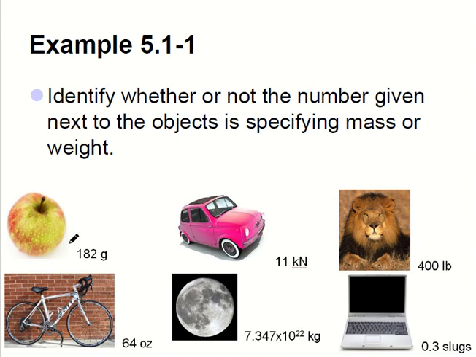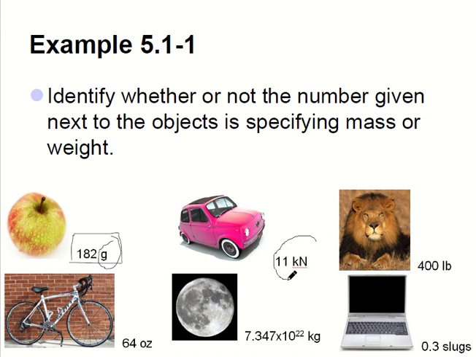So here is the number given next to the object. The first object is your apple. The number given next to it is 182 gram. We're going to look at this number, and we have to identify whether or not this number is mass or weight. So when you look at it, you can see the unit, and that is a gram. So therefore that's a mass.